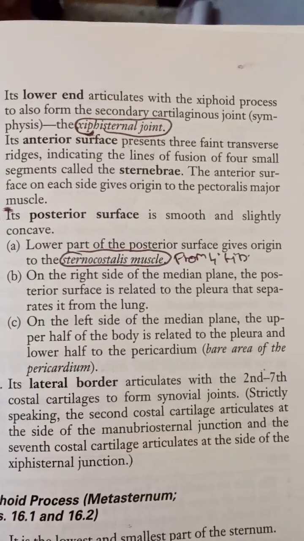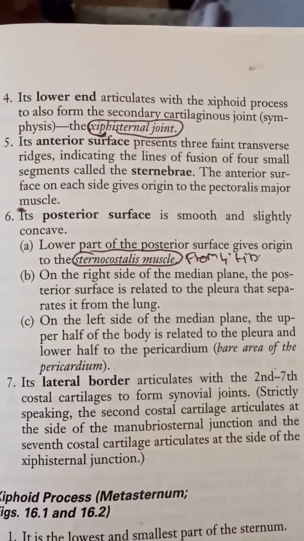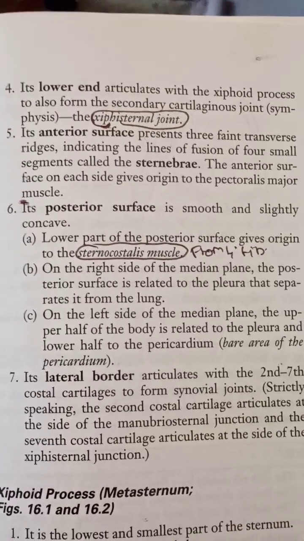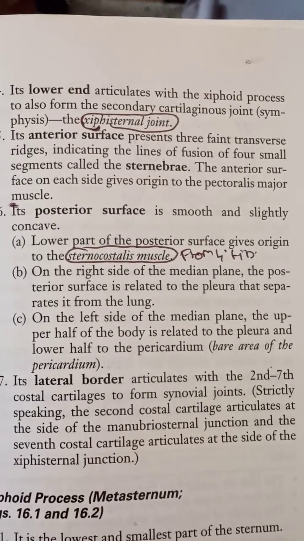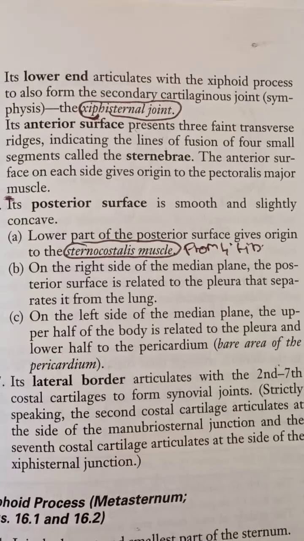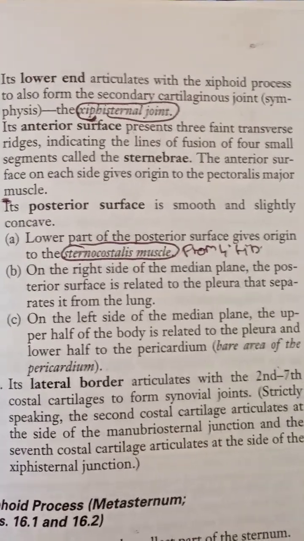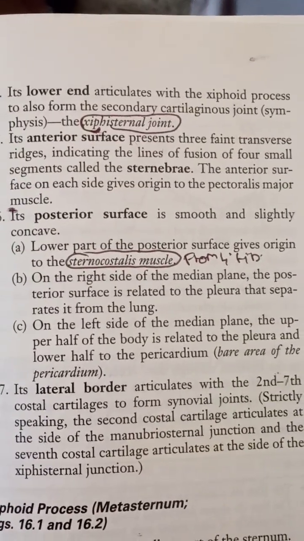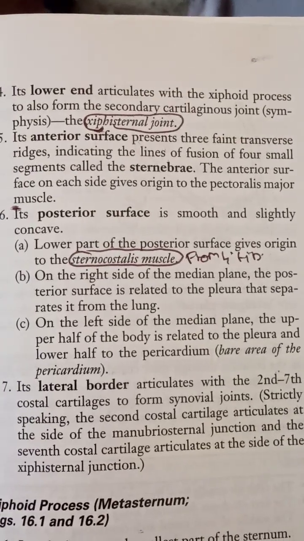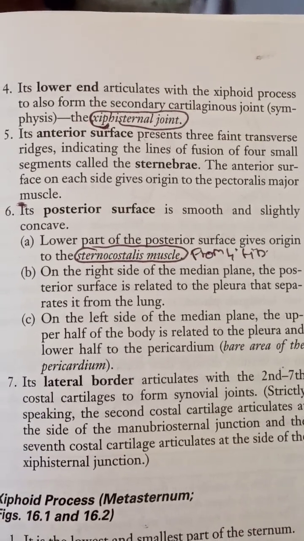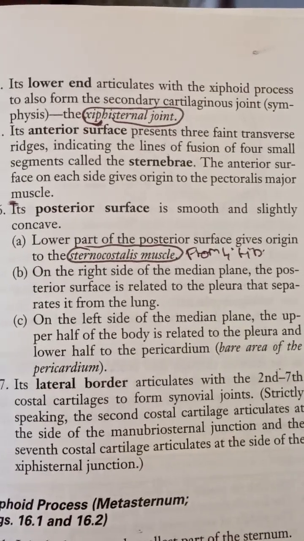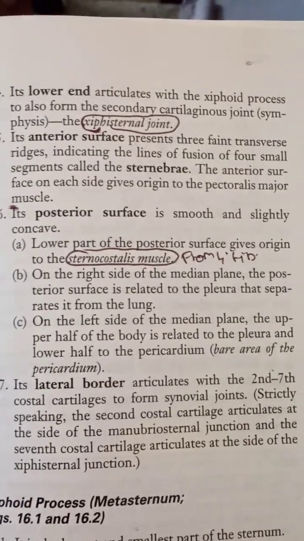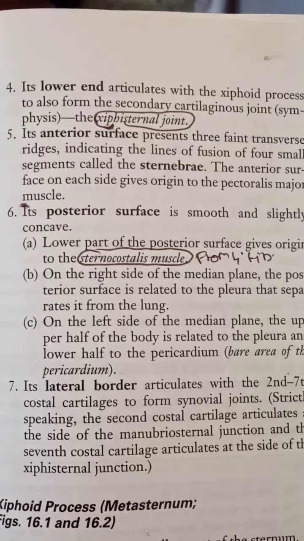Now, speaking about the xiphoid process, it will be articulating to form a secondary cartilaginous joint. And that secondary cartilaginous joint is nothing but symphysis. So the xiphisternal joint is nothing but a secondary cartilaginous joint, a symphysis. Actually synchondroses are less likely to show fractures. So what type of joint will show fractures? That is the question here.